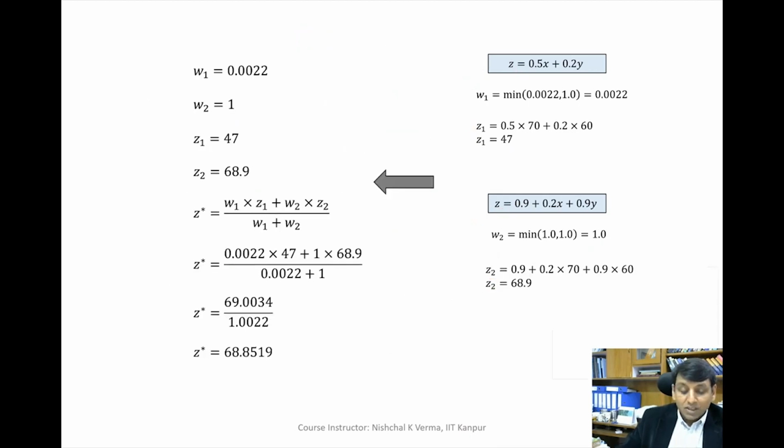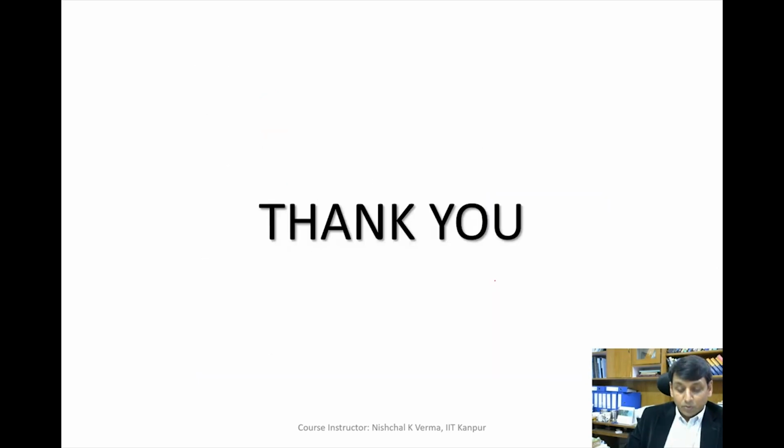So now we use these values here. W1, W2, Z1, Z2, and then the weighted average comes out to be 68.8519. So this way, corresponding to x equal to 70 and y equal to 60, we get the output of the TSK fuzzy model as 68.8519.